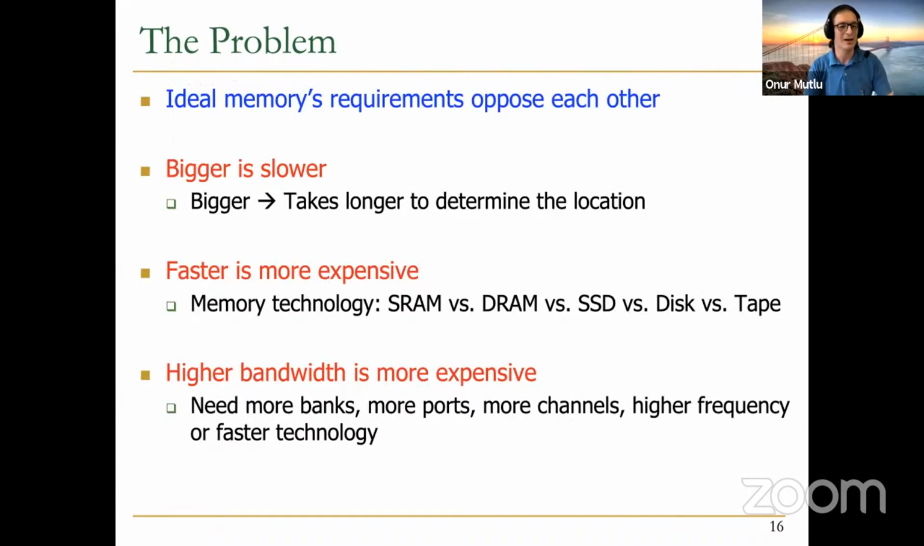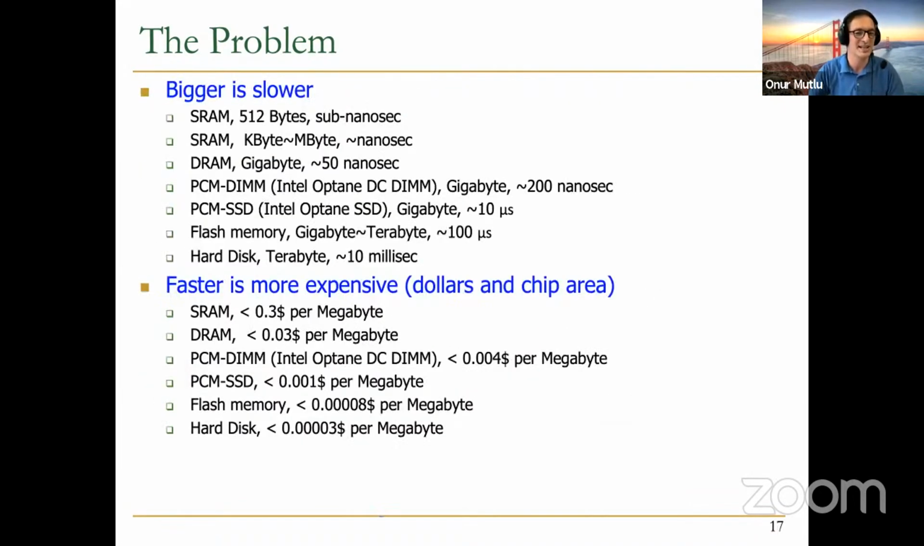If you want to visualize the problem with today's technologies, this may not be the easiest to read, but you can see that bigger is slower. You go from smaller SRAMs to DRAM, let's say phase change memory, flash memory, hard disk. You go from sub-nanoseconds to tens of nanoseconds to hundreds of nanoseconds to microseconds to milliseconds. So bigger is slower as you go bigger. And faster is more expensive.